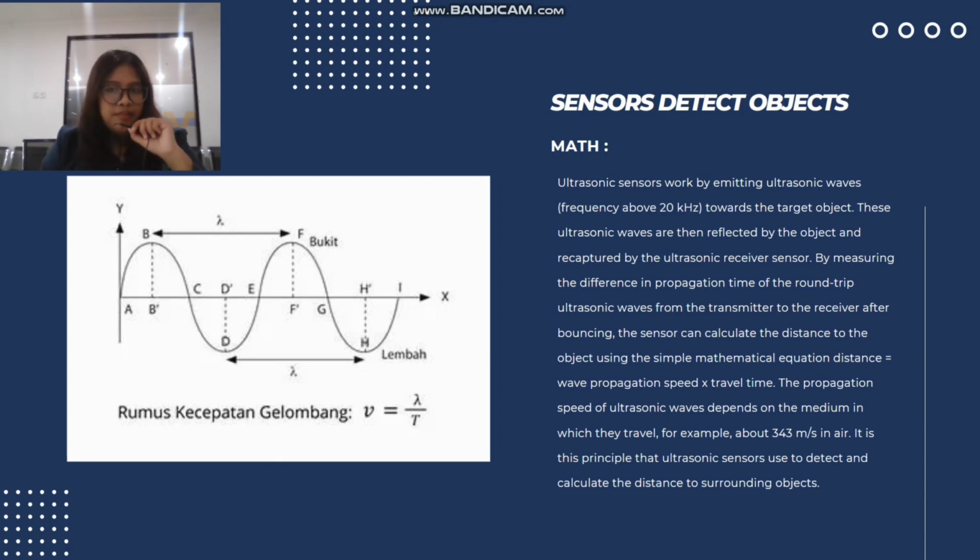For example, about 343 meters per second in air. It is this principle that the ultrasonic sensor uses to detect and calculate the distance to surrounding objects. The conclusion of this math section is about how to calculate the distance from the ultrasonic sensor to the object.